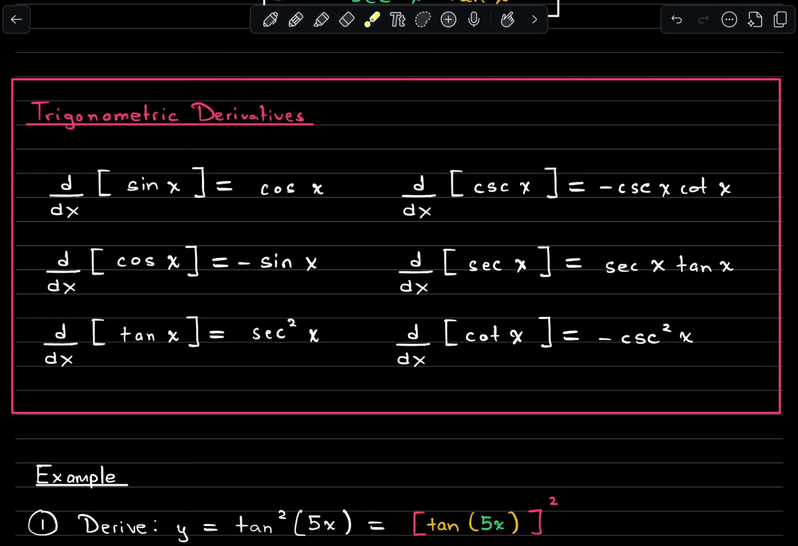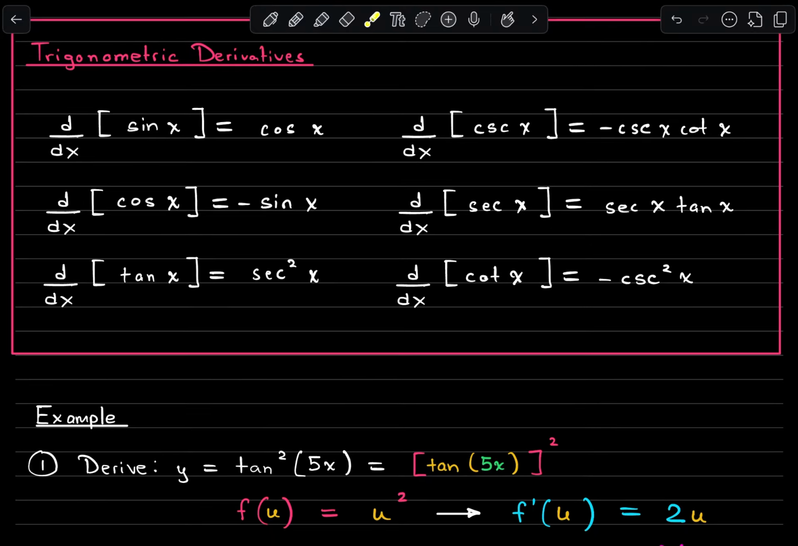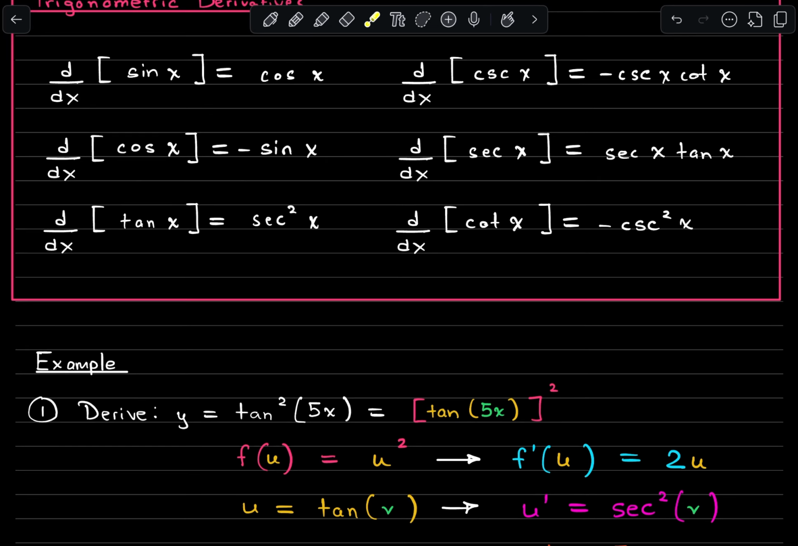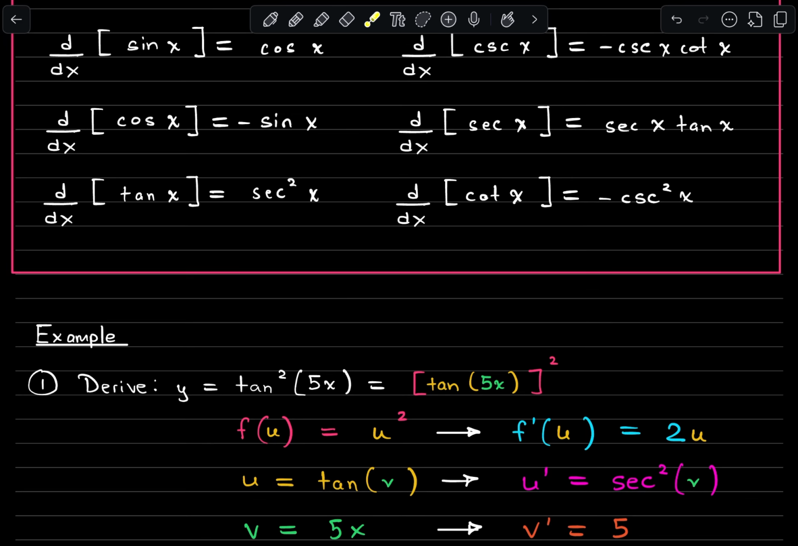So for the first example, it's asking us to derive y is equal to tangent squared of 5x, which you can rewrite as tangent of 5x squared. Okay, and you can already see what I'm doing here with the color. So I'm identifying the outermost function, which is a square. The next layer is the tangent, and the innermost function is 5x. Okay, so we're going to go about doing this in our chain rule process.